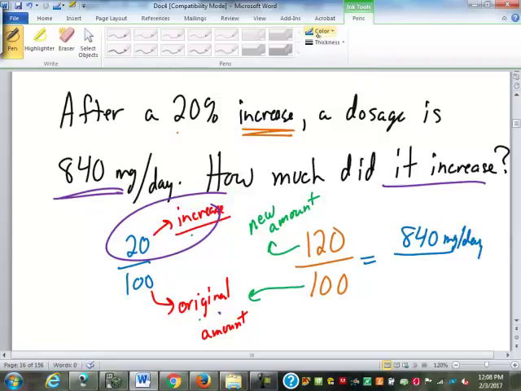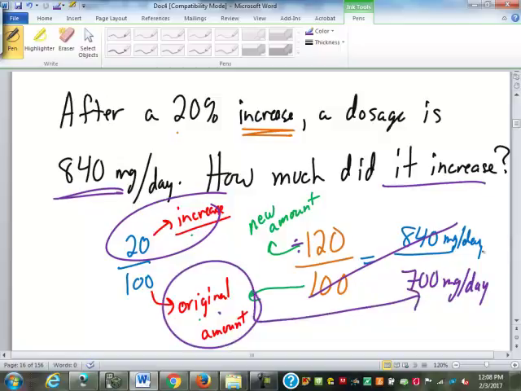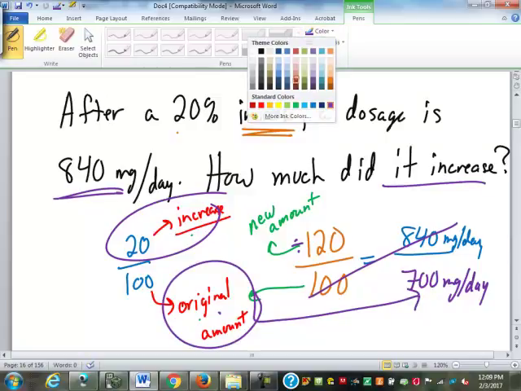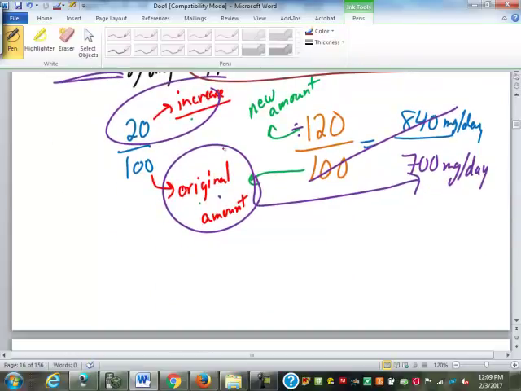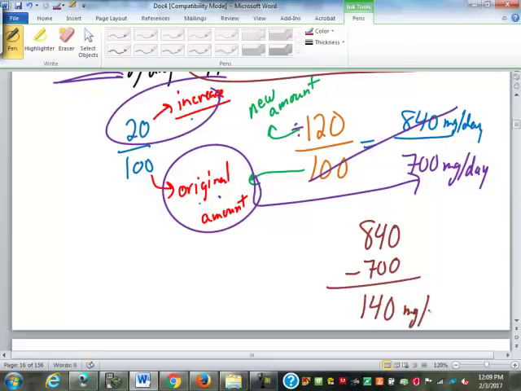So if we cross multiply and divide here, 100 times 840 divided by 120, you get 700 milligrams per day. Now that represents the original amount. Is that what we're looking for? We're asked for how much does it increase. So that's not what we're looking for. We still have to go back and take the new amount minus the original amount to get 140 milligrams per day is the increase. So you have to be very careful with those percents to make sure that what we're calculating is what we're looking for.